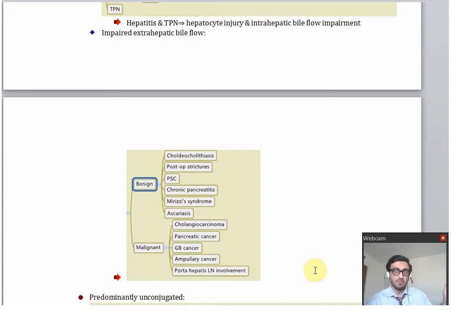We have pancreatitis, we have ascariasis, we have biliary sludge disease and Mirizzi syndrome. These are benign conditions. And then we have any condition with malignancies of the biliary system and pancreas, such as cholangiocarcinoma, gallbladder cancer, ampullary cancer, pancreatic cancer, or even any cancer of the liver at the region of porta hepatis, or lymph node involvement in the region of porta hepatis.